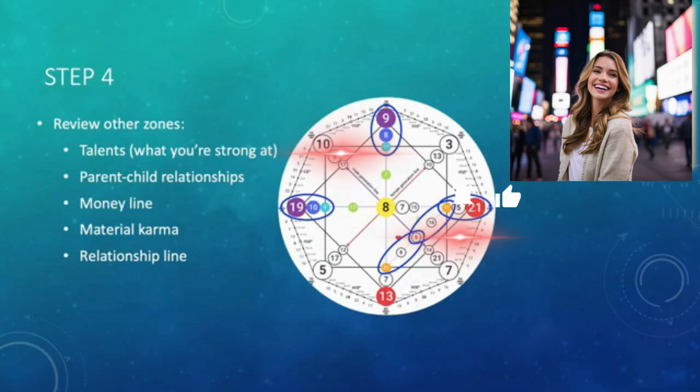As a first step, then you can look at different zones in the matrix, and then you can look at the code of 3 energies together. In this case, you can look at the talents. The talents are located at the top of the matrix. They describe what you're good at, what strengths you brought with you in this life, and usually they are balanced. However, in some cases they can go in disbalance.